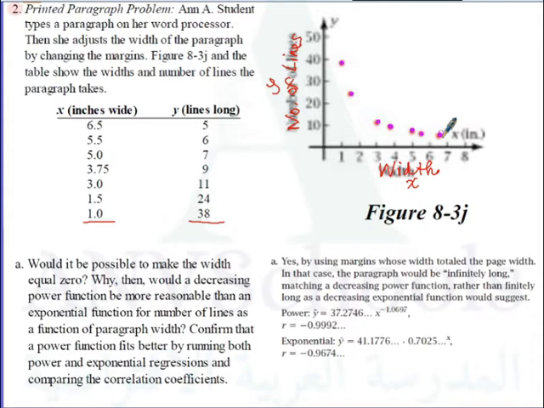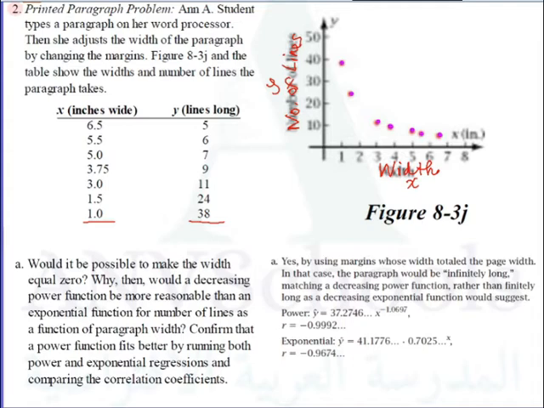So letter A: would it be possible to make the width equal 0? And why would the decreasing power function be more reasonable than an exponential function for number of lines as a function of paragraph width? Confirm that the power function fits better by running both power and exponential regressions and comparing the correlation coefficients. So this is the answer.